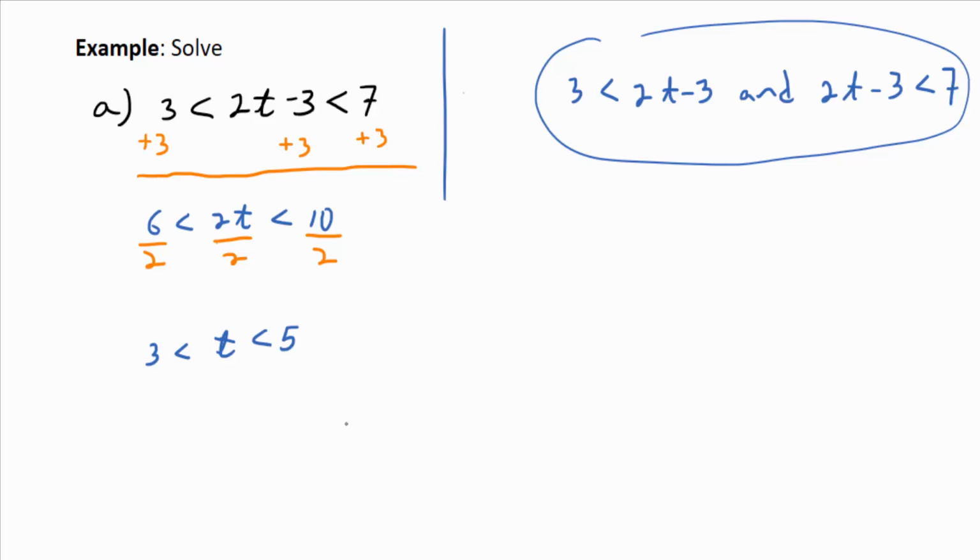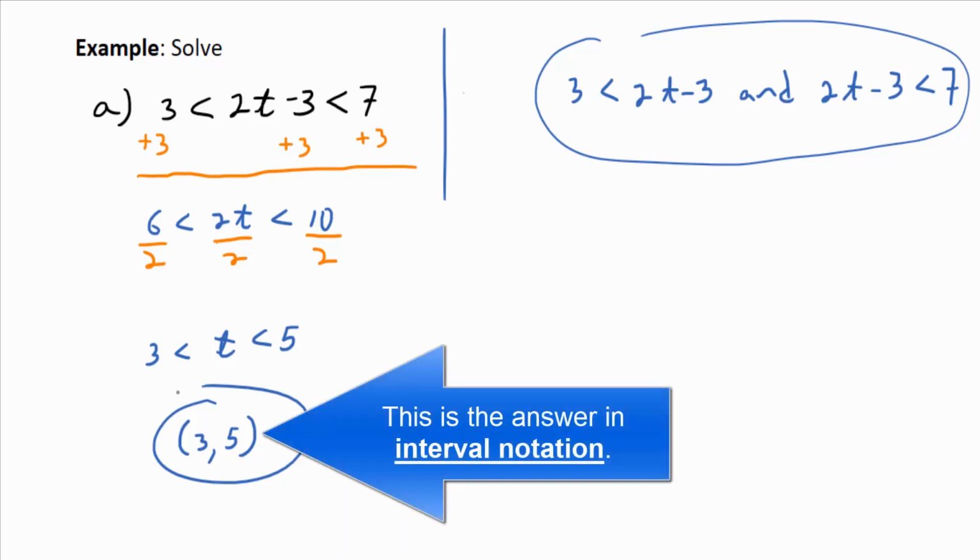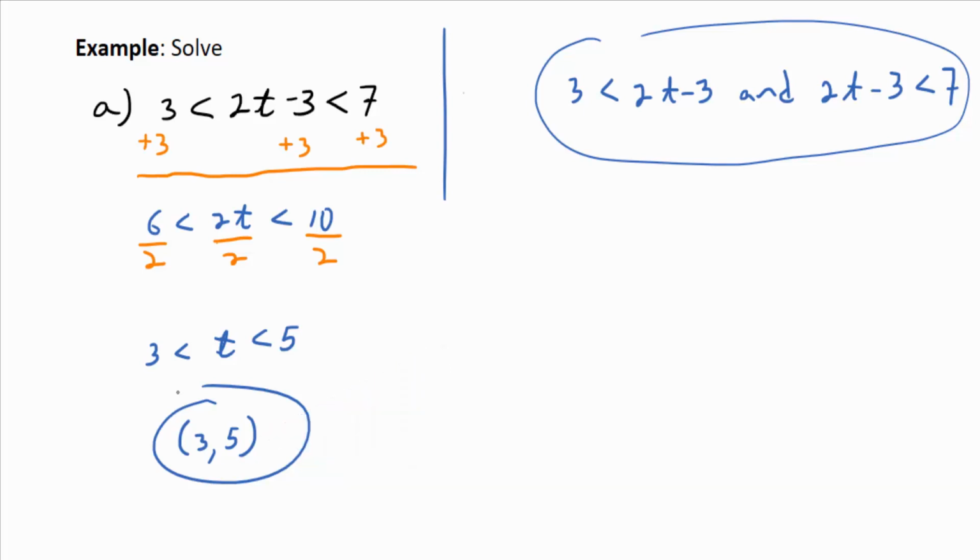So what's it going to be? 3, 5. That's it. That's the easiest kind to translate to interval notation, by the way, when you have t in between two numbers.